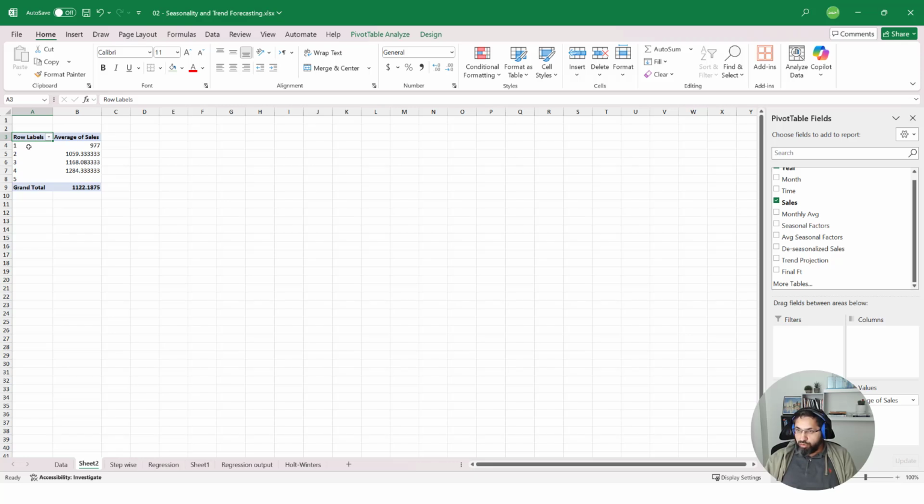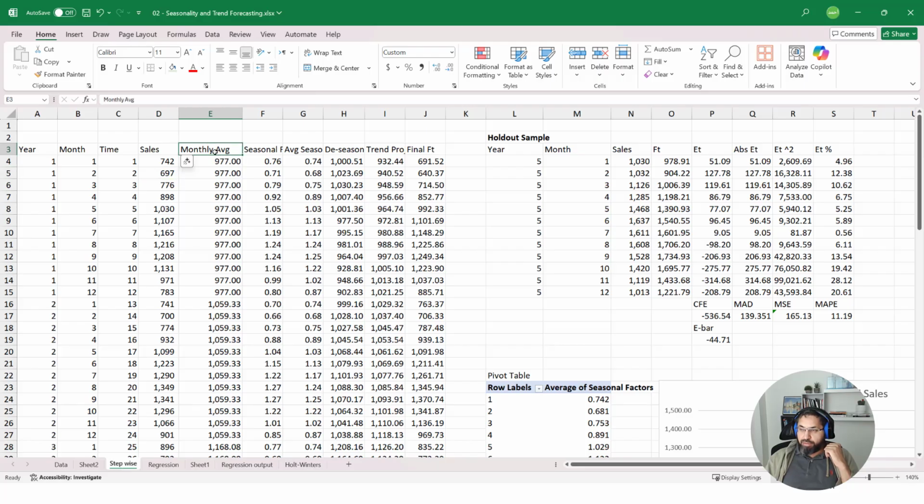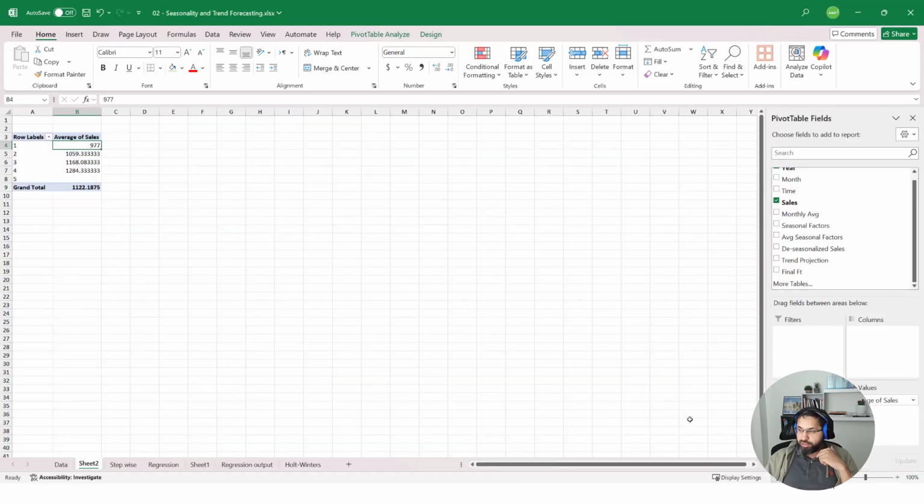So year one, my average sales are 977 per month. And then, you know, the average is going up. Then I can use these values to backfill this monthly average column. So the first year, all 12 months, the monthly average is the same, 977, which comes from right here. Okay.